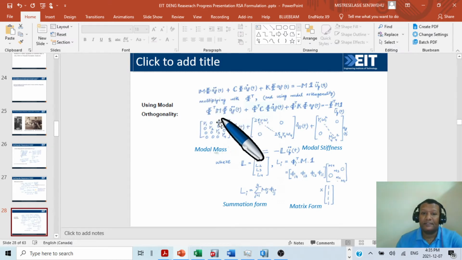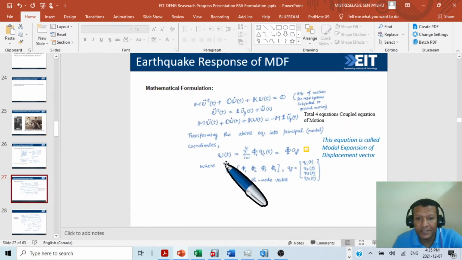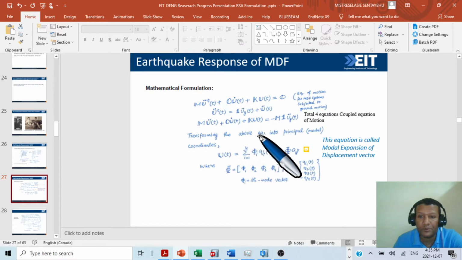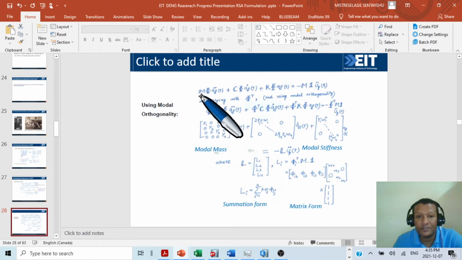So as we discuss here, u(t) = phi times q. This is the deformation, but we will see later what it means. So this is our equation now: m u double dot plus c u dot plus k u is equal to minus this one. So we are going to change u. As you can see, we are going to change it to phi times q.